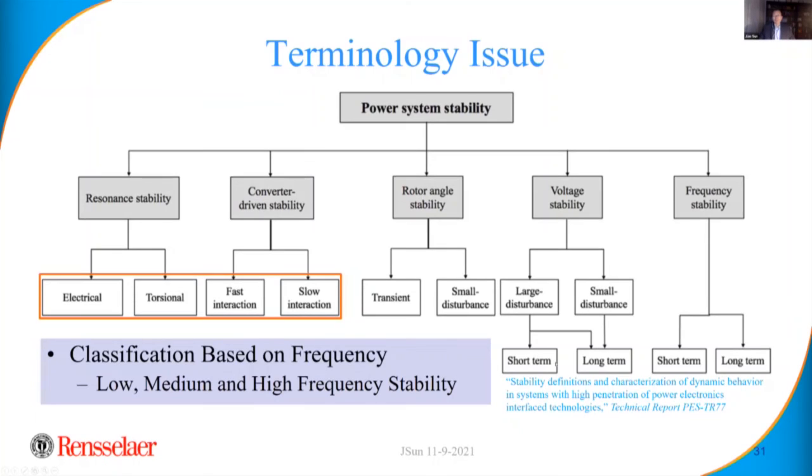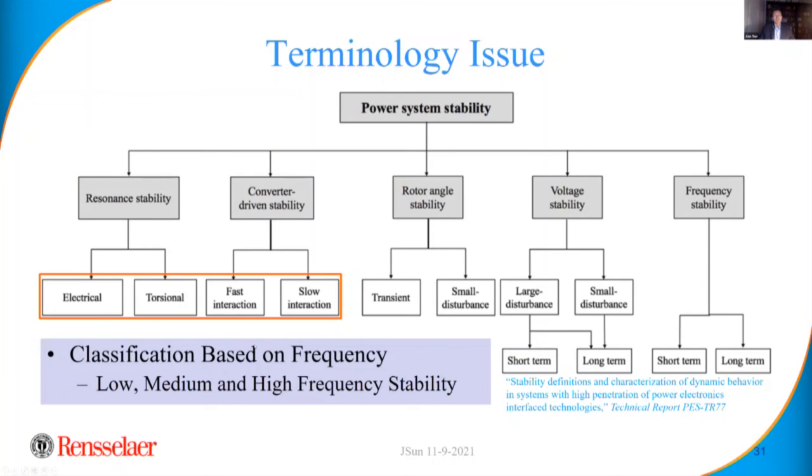So this is a diagram taken from a recent report from the IEEE PES Society, and that defines the additional stability phenomenon besides the classical power system stability theory that you saw before: rotor angle stability, voltage stability, frequency stability. In addition to them, people added this block they call resonance stability, converter-driven stability. Personally, I don't like these terms, to be honest with you, right? But that's kind of what people are using.